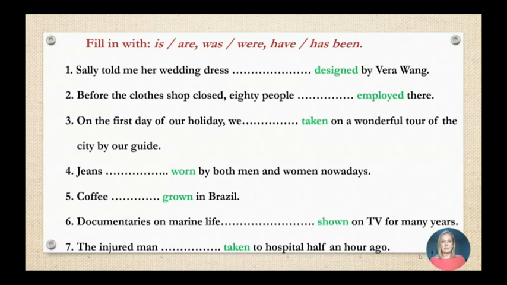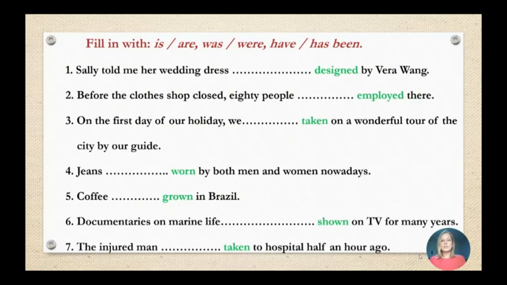We have 7 sentences and they are all passive. And the past participle is given. These are the words in green in each sentence. And we have to think about the verb to be. I want you to test yourself whether you know when to use present simple, when to use past simple, and when to use present perfect. So let's begin with the first sentence.